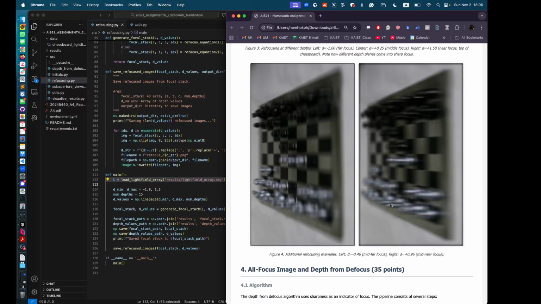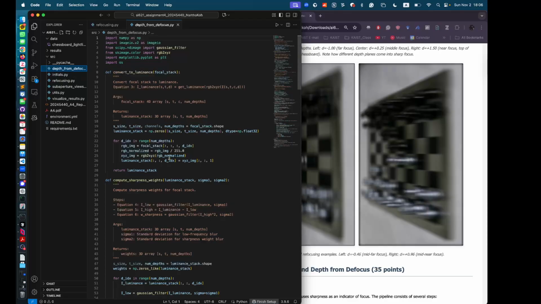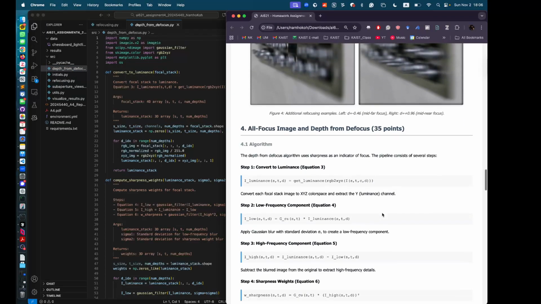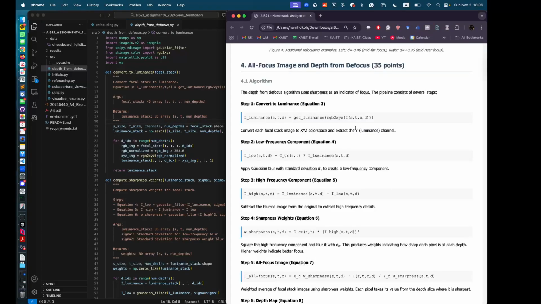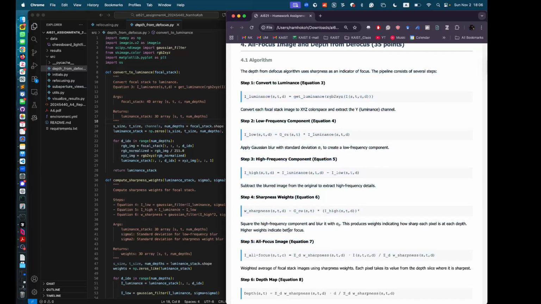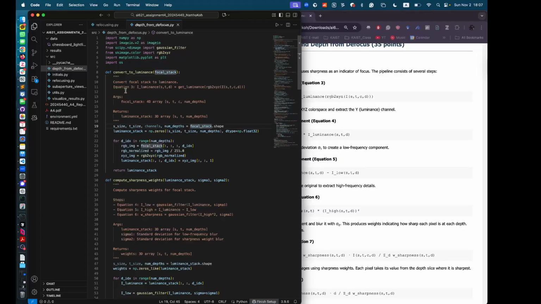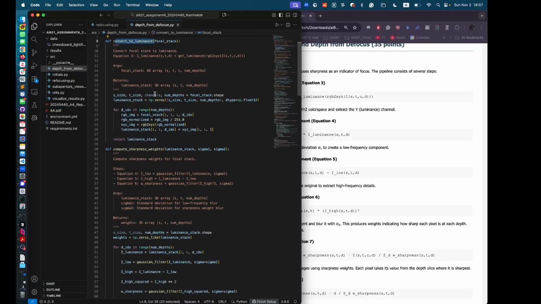So in the next part, the final and most complex part, we use depth from defocus to create an all-in-focus image and a depth image. This is implemented in depth_from_focus.py, as you can see here. The algorithm has 6 steps. First of all, the corresponding implementation is outlined in the report, but just to go through the code base, in line 8, we have the convert to luminance function, which converts each focal stack image to an XYZ color space and extracts the Y luminance channel. And if you look at line 24 to line 26, it shows this exact conversion.